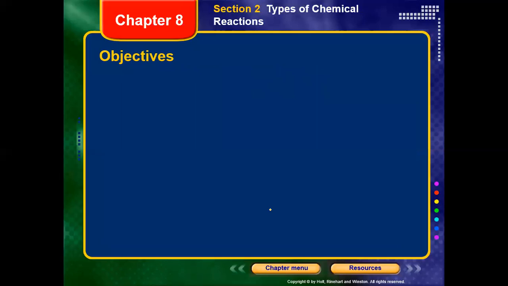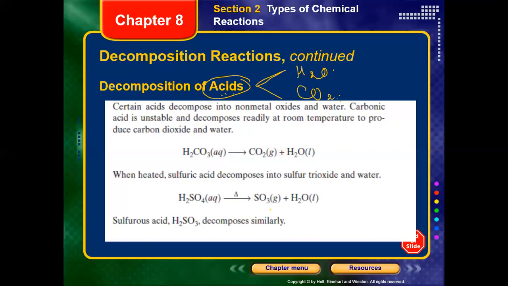This was part one of our lesson, types of chemical reaction. Now I will record another video about single displacement and double displacement reactions, in another video.